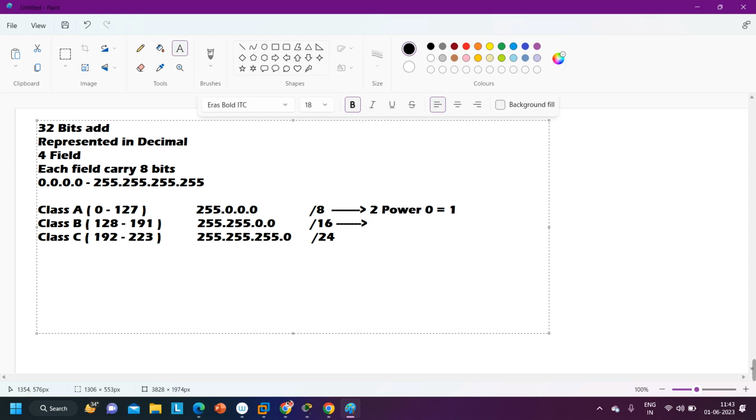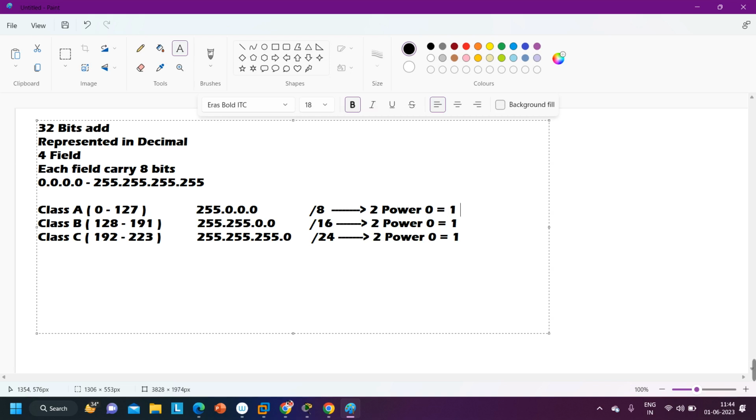In the same way for class B, 2 power 0 will be 1. Here also we have only one network and subnetwork. And for class C also we have only one subnetwork, 2 power 0, that is 1. Done. Yeah, that's correct.